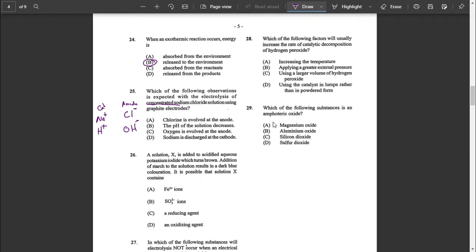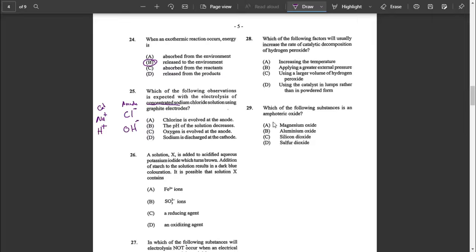Chlorine will be preferentially discharged because it's a concentrated solution. Because it is concentrated, there are more chloride ions in solution, and it has a greater probability of reaching the anode to give up the electron and form the chlorine atom. So we know that chlorine would evolve at the anode.